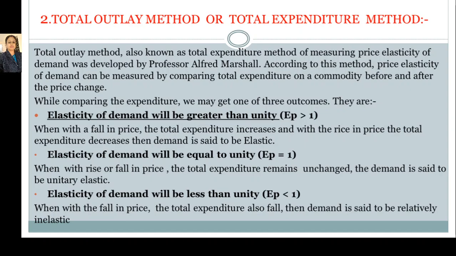The third situation, and the third outcome, is that elasticity of demand will be less than unity. That is, EP is less than 1. When with a fall in price the total expenditure also falls, then demand is said to be relatively inelastic. So in this situation, the price and the total expenditure move in the same direction. It means when price falls, total expenditure also falls. Then it is less than unit elasticity, or relatively inelastic.